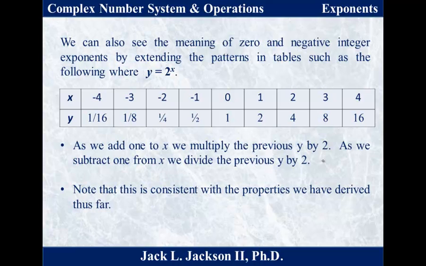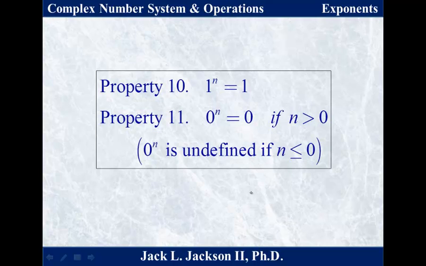1/2 divided by 2 is 1/4. So 2 to the negative 2 should be 1/4. 1/4 divided by 2 is 1/8. So 2 to the negative 3 should be 1/8, and so forth. And notice this is completely consistent with what we just came up with for our properties of negative exponents. So here's another way to see it. If we want this pattern to continue in this table, and if we want our rules that we came up with earlier, then this gives us a meaning for 0 and negative exponents.